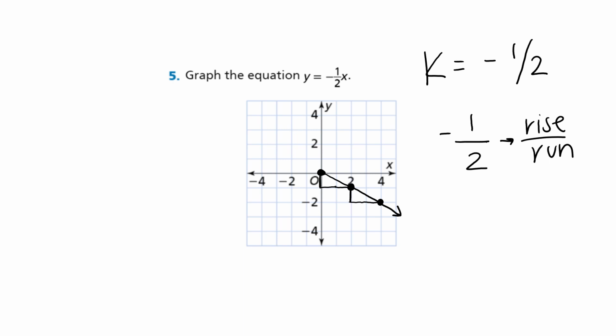You can continue the pattern in the opposite direction, plotting your points with a pattern of rise 1 over 2. And those triangles should match all the way across the graph.